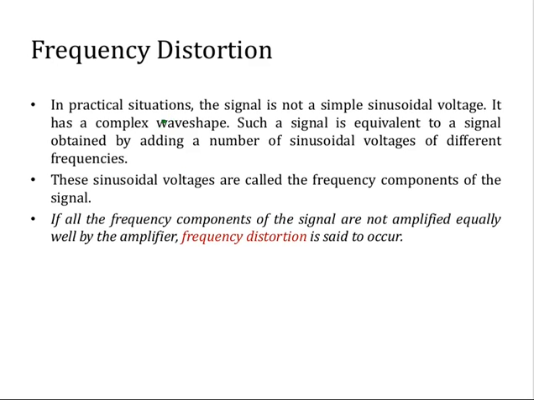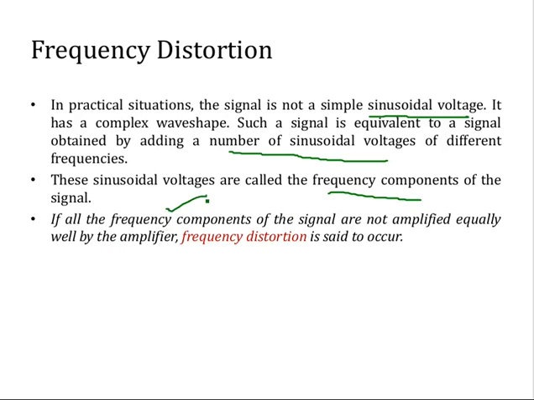Let's see what frequency distortion is first. In practical situations, the signal is not a simple sinusoidal voltage. Of course, you may not see a sound signal which is a simple sinusoidal voltage. It has a complex wave shape. Such a signal is equivalent to a signal obtained by adding a number of sinusoidal voltages of different frequencies. Hope you have an idea about Fourier analysis. So this signal will be a combination of sinusoidal signals of different frequencies which are added up. These sinusoidal voltages are called frequency components of the signal.